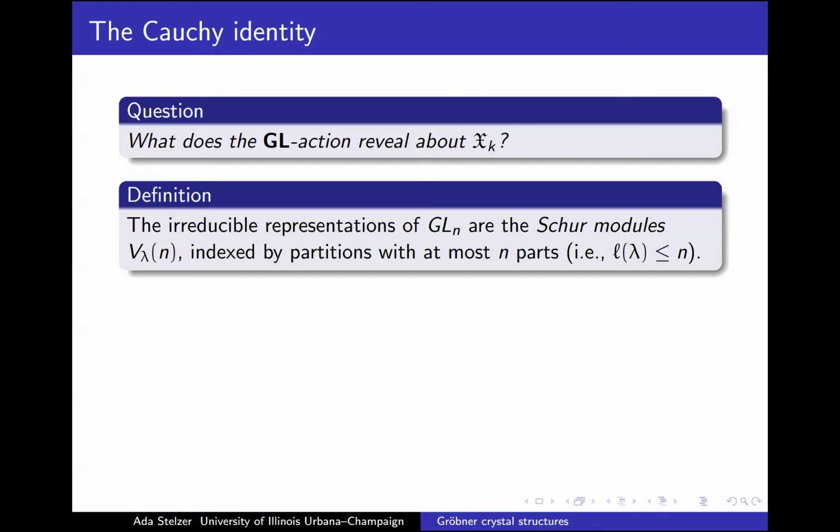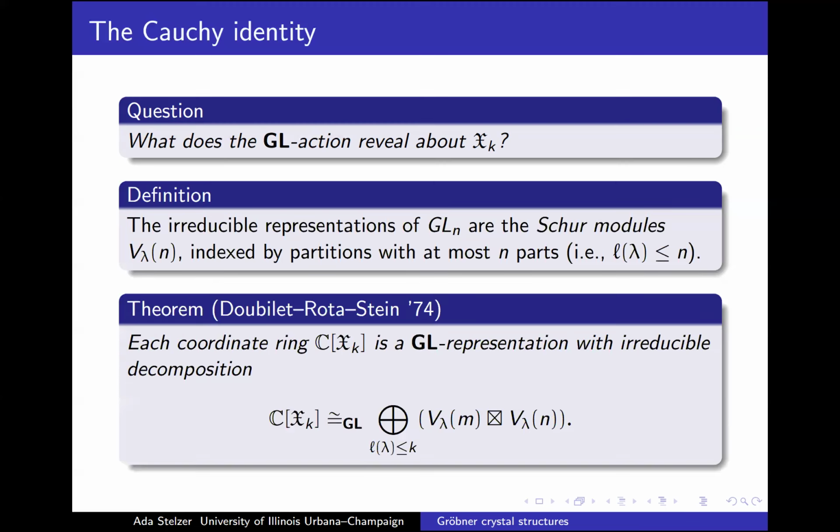I'll remind you, in case you're not a representation theorist, that the irreducible representations of GL_n are called Schur modules. I'm going to denote them by V_λ(n) today, where λ is a partition with at most n parts. And about 50 years ago, De Concini, Eisenbud, and Procesi proved a beautiful theorem where they showed that the coordinate ring of each classical determinantal variety as a boldface GL representation has a very nice irreducible decomposition.